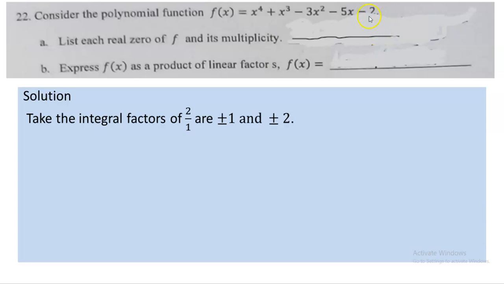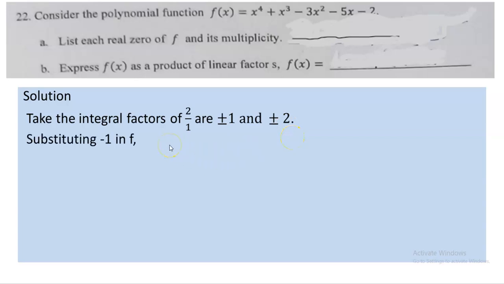The integral factors for these are plus or minus 1 and plus or minus 2. And the leading coefficient here is 1, so the integral factors for 1 are plus or minus 1. So plus or minus 2 divided by plus or minus 1 gives plus or minus 1 and plus or minus 2. So you have here 4 different possible integral zeros. We are going to substitute these values one after the other into f. So here I begin from minus 1.